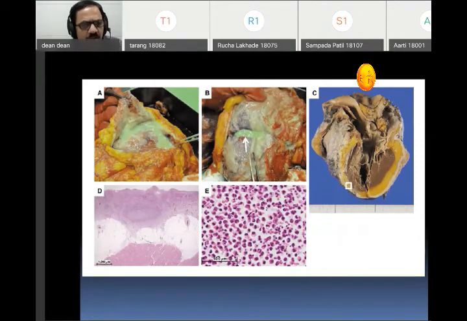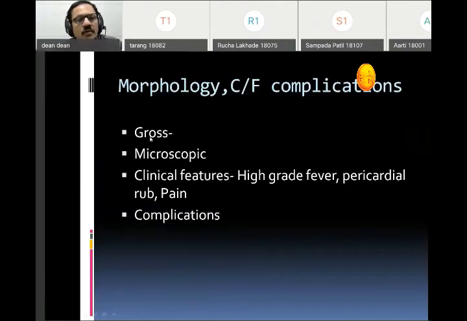What do you see microscopically? Microscopically, these are the two layers. In that, you will see plentiful acute inflammatory cells, mainly neutrophils. Along with that, there are congested vessels. So this is a high-power view in which you can see plenty of neutrophils. Some plasma cells are also seen here. Along with that, there is necrotic debris. So that is the characteristic gross and microscopic feature of purulent type of pericarditis.